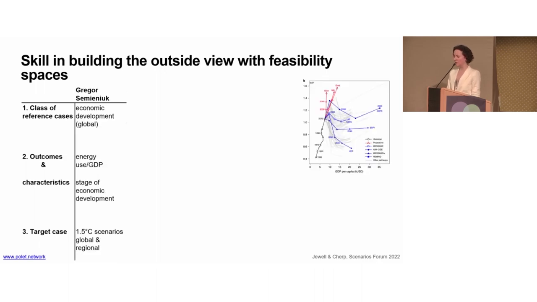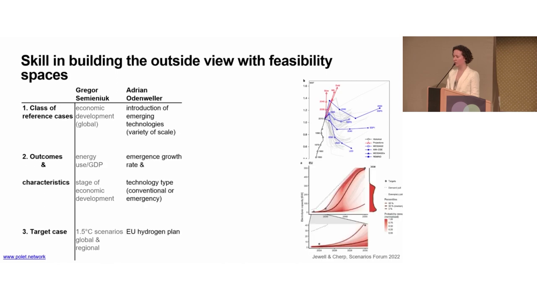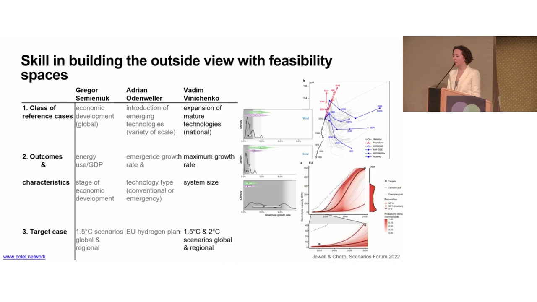So in Gregor Semeniuk's presentation, his class of reference cases is economic development globally. He looks at energy use and GDP at different stages of economic development, and his target case is 1.5 scenarios globally and regionally. Adrian Odenweller looks at the introduction of emerging technologies, measures the emergence growth rate, and measures this against the target case. And finally, Vadim looks at the expansion of mature technologies at the national level, normalized to the system size, and measures their maximum growth rate, and the target case is 1.5 and 2 degree scenarios, both globally and regionally.